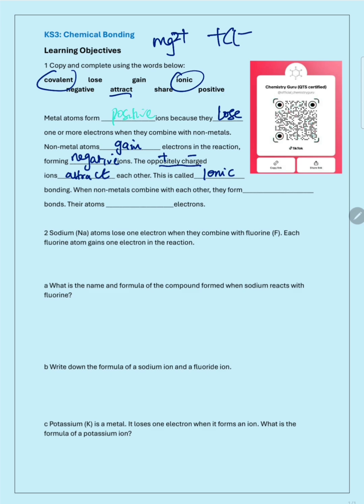Ionic bonding. Now when non-metals combine with each other, they form dash bond. So that is where covalent bond comes from. Their atoms share electrons. So go back again, have a look at this question and see if you can answer it yourself. Just give it a try.